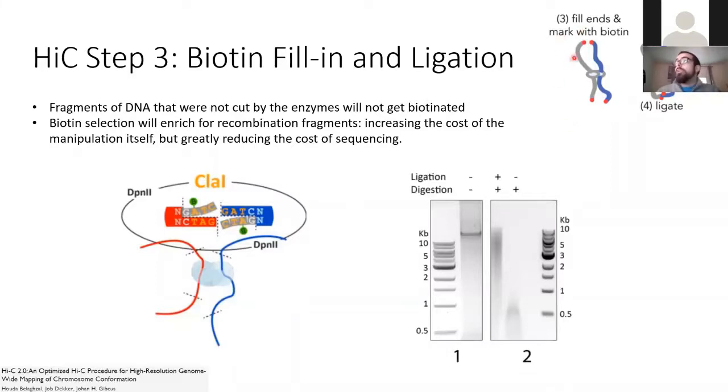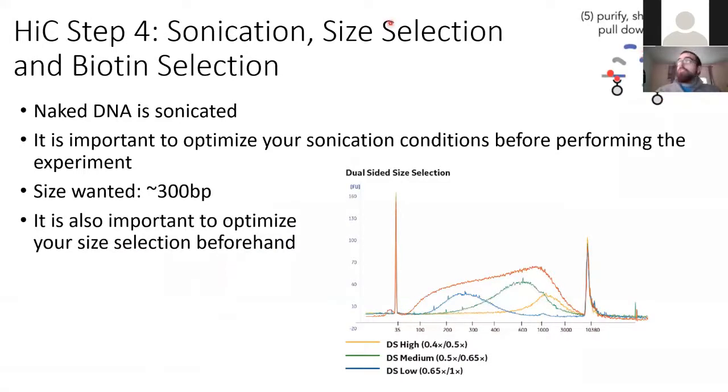So now we cut the DNA, we marked it, we ligated it, and now we extract the DNA, and then we sonicate it. You want a size of about 300 base pair when you sonicate, and after your size selection too. So it's important to optimize your sonication condition before, using only some DNA, and your size selection, to make sure that when you use your samples at the end, you're going to have a series of fragments that are all around 300 base pair.